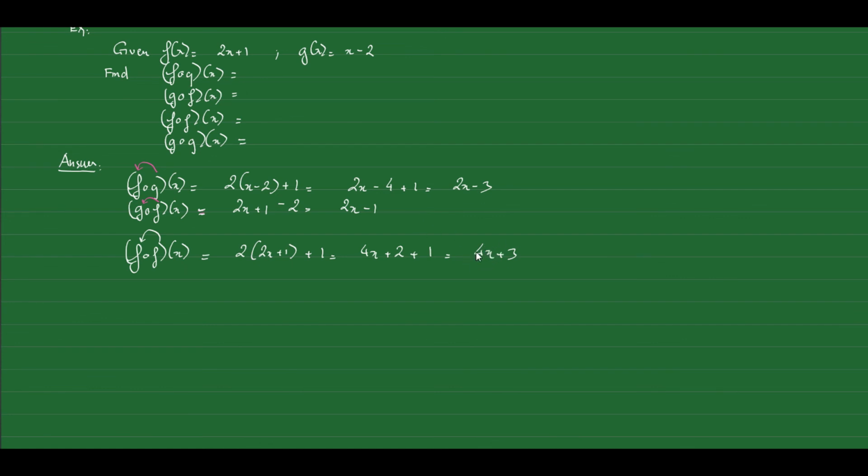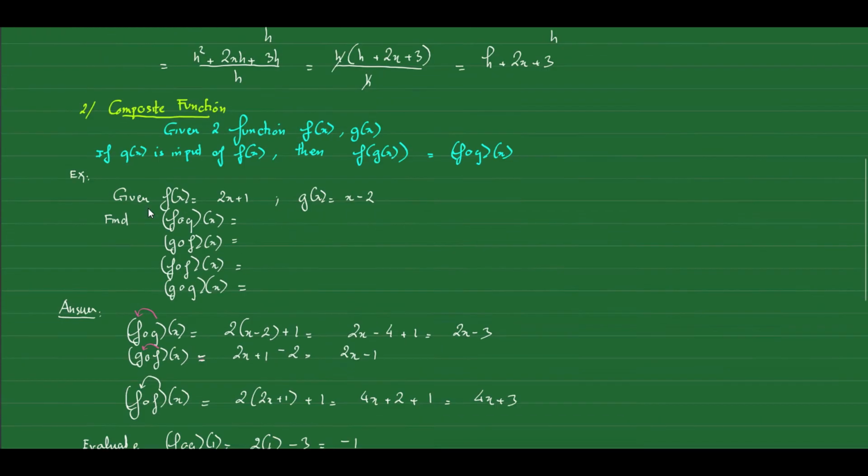Okay, all right. And you can also evaluate. What if I want to evaluate f composed to g at 1? Then you just plug 1 in here. So you have 2 times 1 minus 3, which gives you negative 1. See, that's it. Okay, that's how you do compose between two functions.